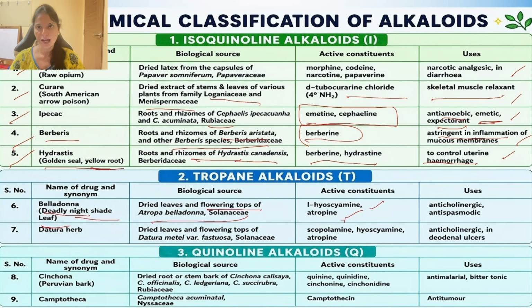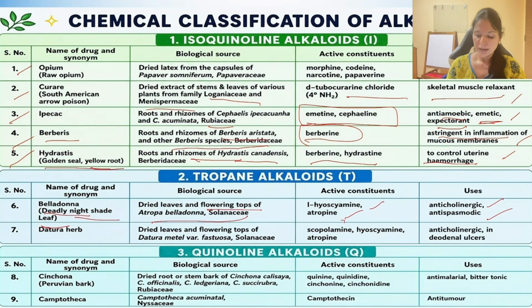The source is dried leaves and flowering tops of Datura metel and belongs to the family Solanaceae. And here the active constituents are, tropane alkaloids means they definitely contain atropine as an active constituent. Apart from atropine, it is scopolamine and hyoscine. The pharmacological activity is also anticholinergic, and mainly used in duodenal ulcers. This is the important point to be noted in the uses. Of course, tropane means anticholinergic in nature because of atropine in them as the active constituent.